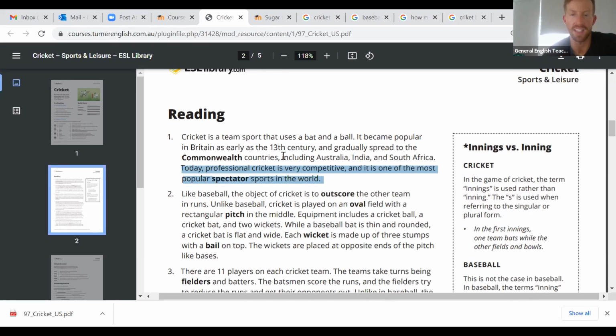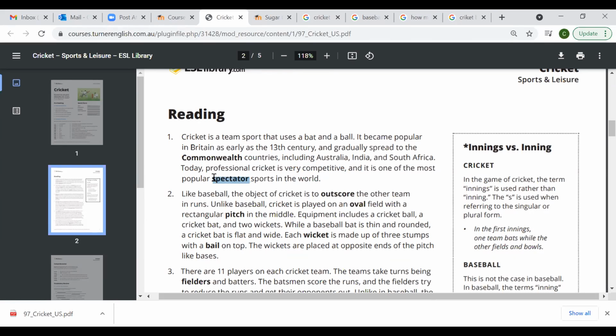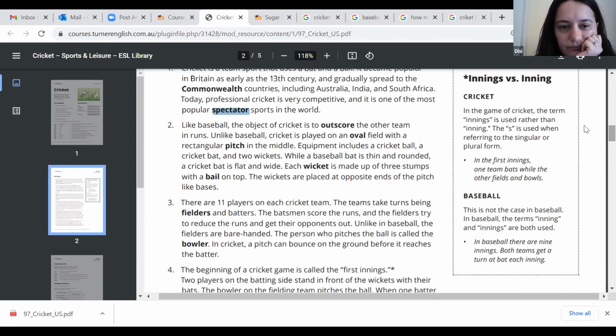Okay, competitive. So guys, competitive is the adjective for competition. It means that there is a lot of competition, a lot of people play it, and you need to be really good. That's what competitive means. Like football is competitive because it's very difficult to get to the top, or the Olympics is competitive because it's very hard to get into. And a spectator is a person who watches the game. So lots of people watch it. All right, who's next, Debbie?